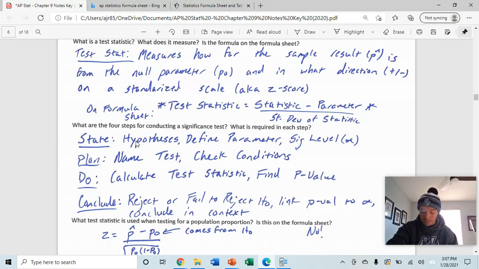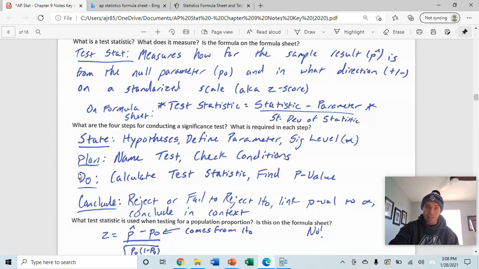Remember, for these proportion problems, our hypotheses will always be based off of p. Next step is to plan. In your plan, you should name the test. The test that we're going to be carrying out in this section is a 1 proportion z test. In addition, you need to check the conditions. That's checking those 3 conditions that we just saw up above.